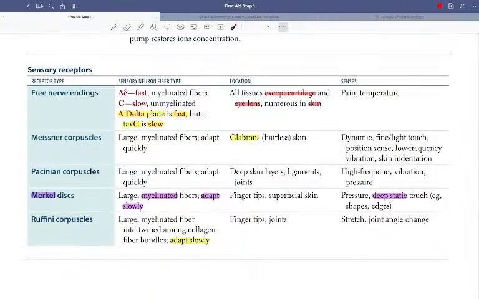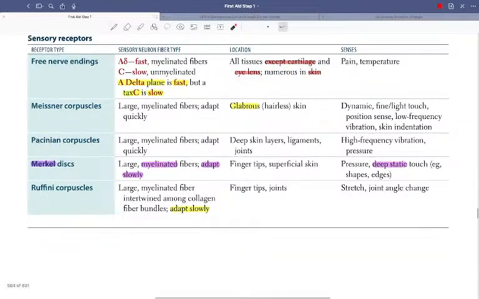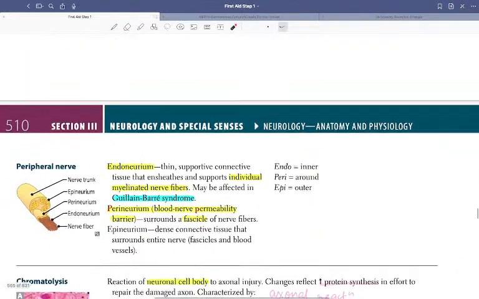Next is free nerve endings. Free nerve endings are present in all tissues except cartilage, islands, and skin. This is very important. Free nerve endings are not present in cartilage, islands, and skin.